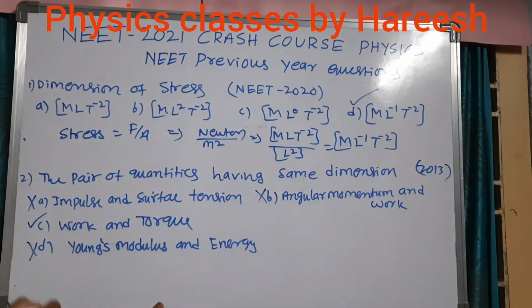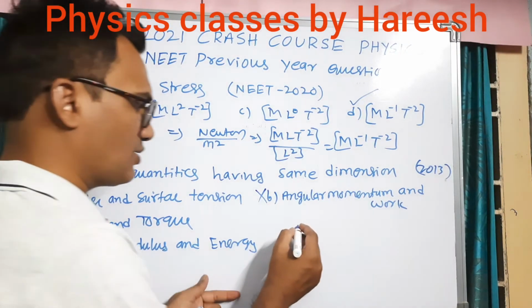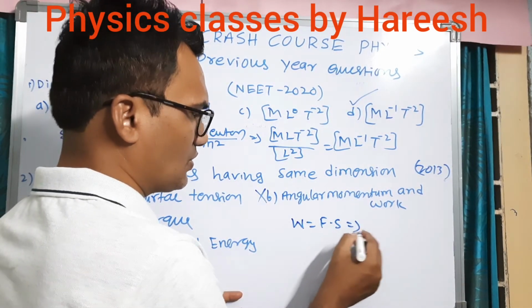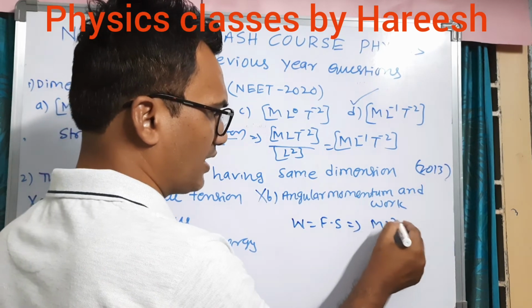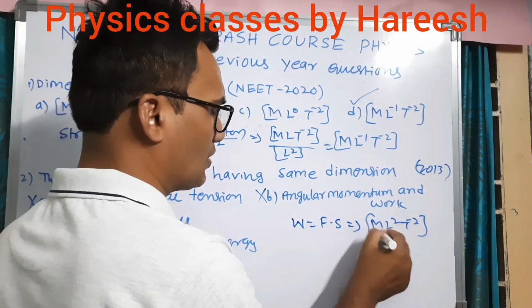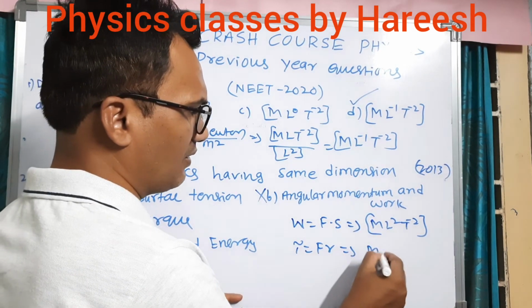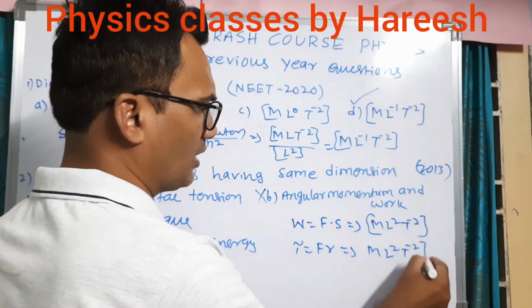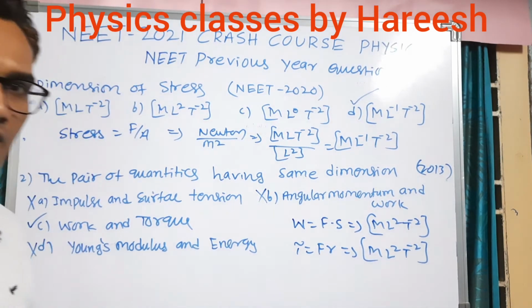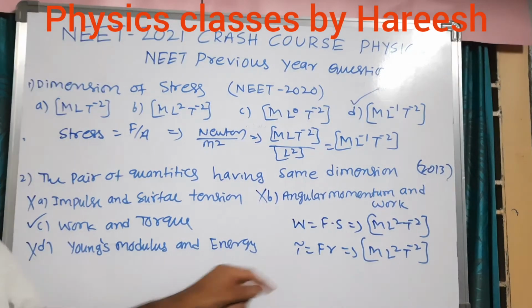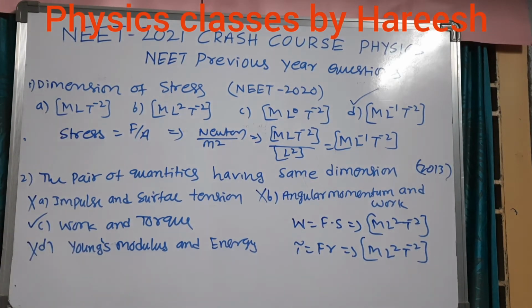So work and torque have the same dimension. I will show here: work is force into displacement, that is M L square T minus 2. Torque is F into R, so again it will be M L square T minus 2. So by knowing the mathematical relation or unit, based on that we can write. Here the correct answer is work and torque.